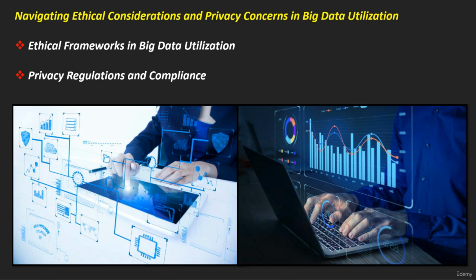Ultimately, we can say the pursuit of ethical data practices not only promotes trust and transparency, dear students, but it also paves the way for a more equitable and inclusive digital future we can create.